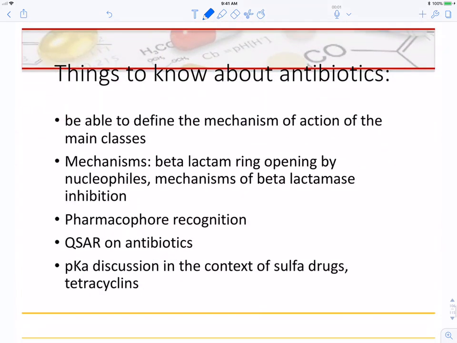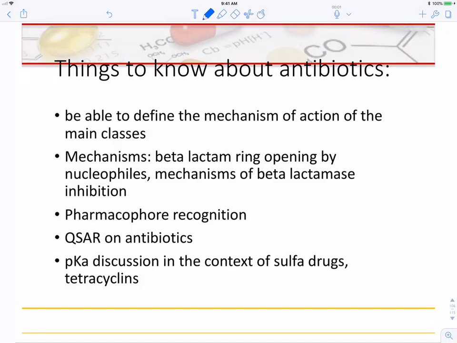And the question that most of you will have after such a complicated chapter with a lot of material is what do we need to know? So what do we need to know about antibiotics? I would like you to be able to define the mechanism of action for the main classes, and that includes basically what we covered in the lecture. So the beta-lactams, the macrolides, and all the antibiotics that act on the cell wall formation.